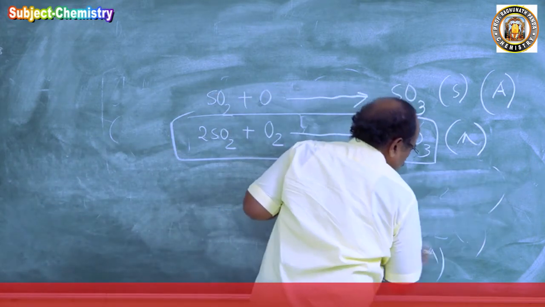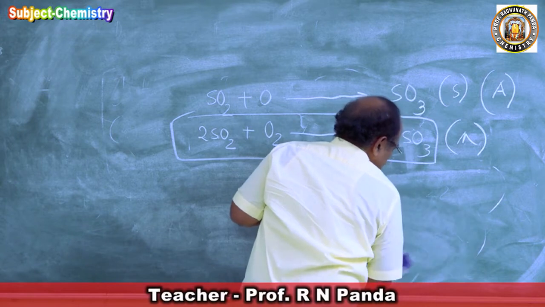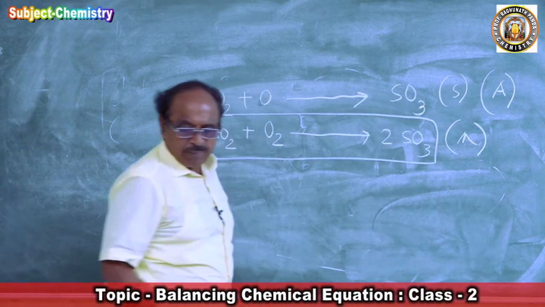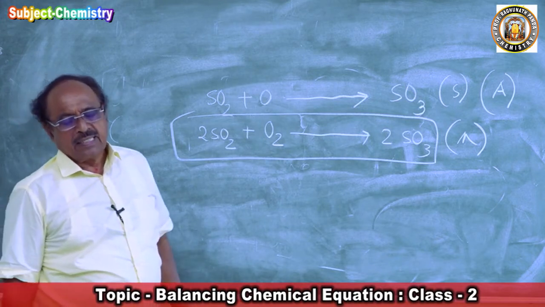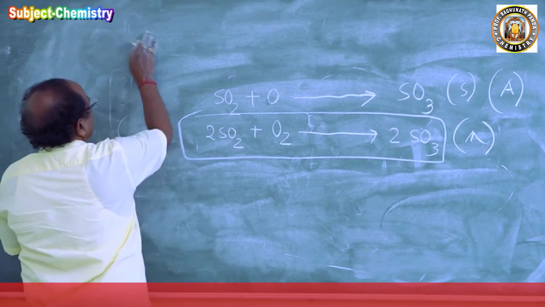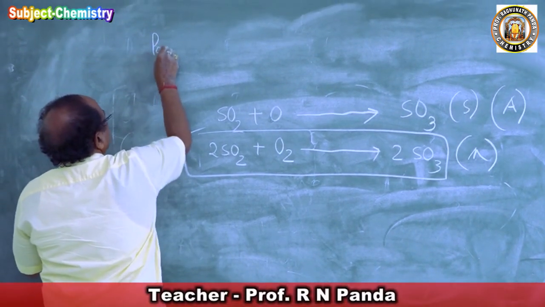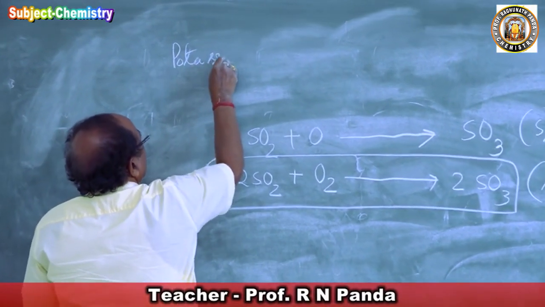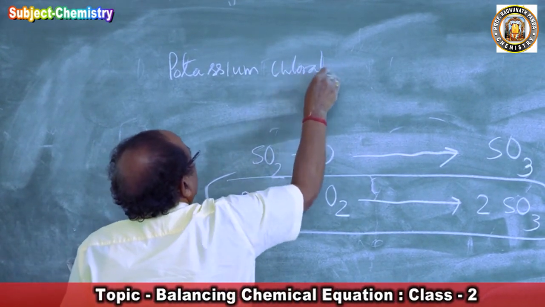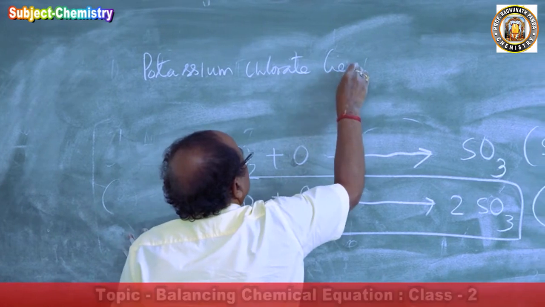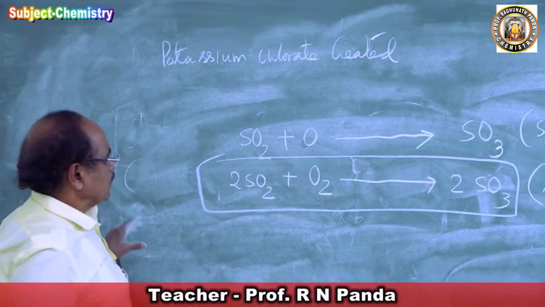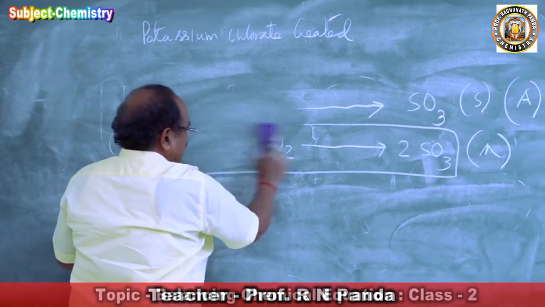We know from our school preparation of oxygen that when potassium chlorate is heated, it forms oxygen. So we'll come to the next reaction, potassium chlorate heated. We go by this equation. I am writing very simple things. Today's class I will write very simple.